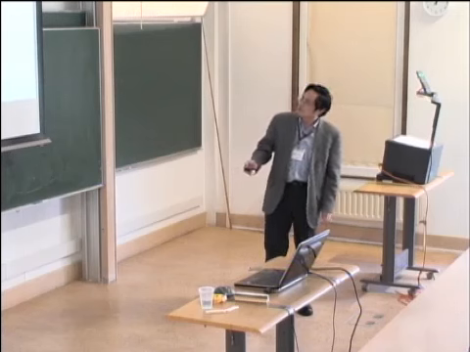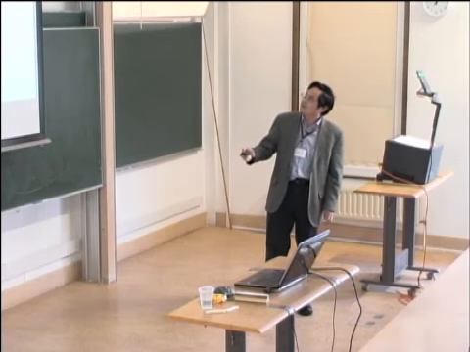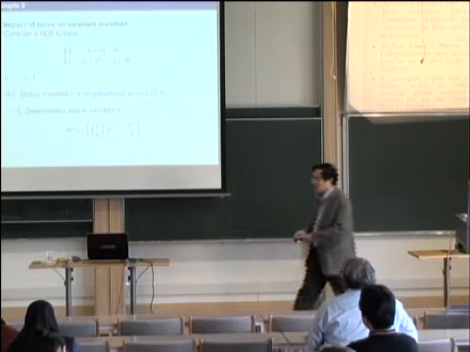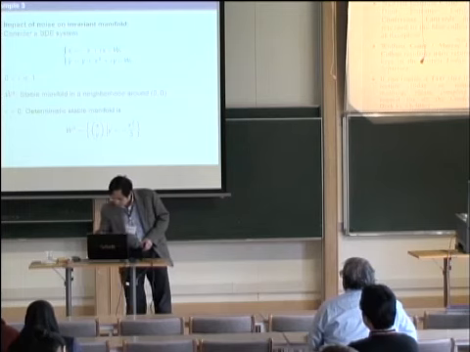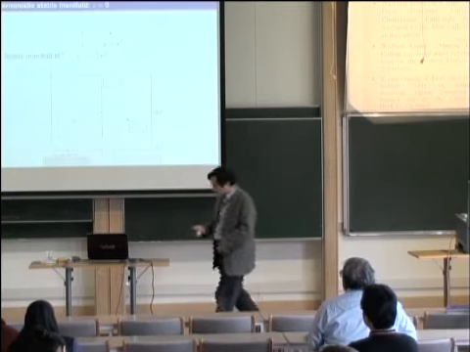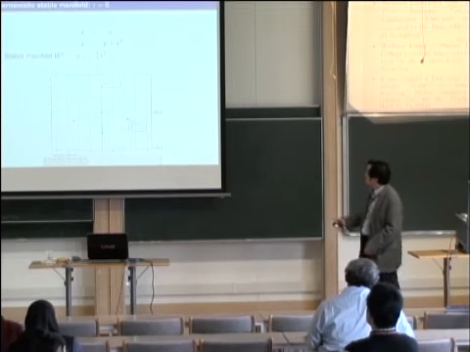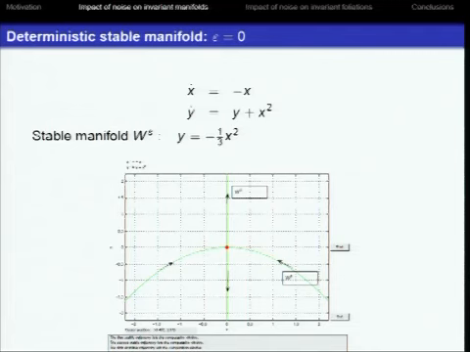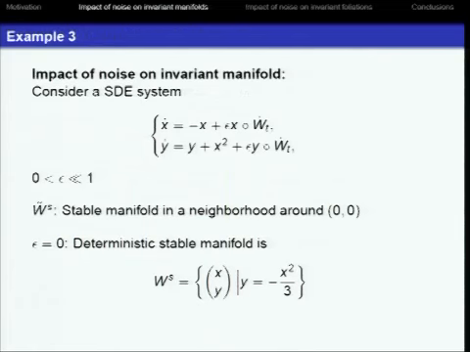When epsilon equals 0, as in my earlier example, example 2, we have the manifold y equals minus 1/3 x squared. I might have the picture here. So when epsilon is 0, we have the stable manifold, this parabola here. No noise here. Now, if we have small noise, what can we say about the change in the manifold?